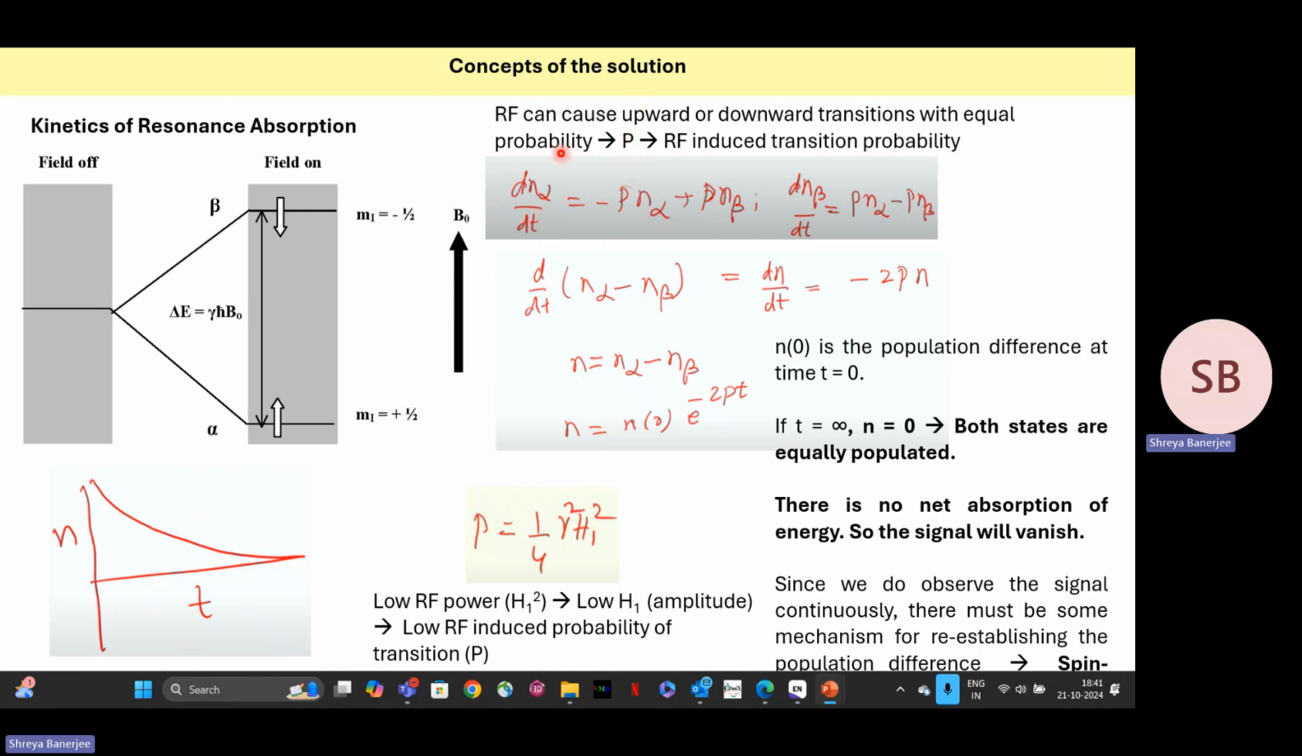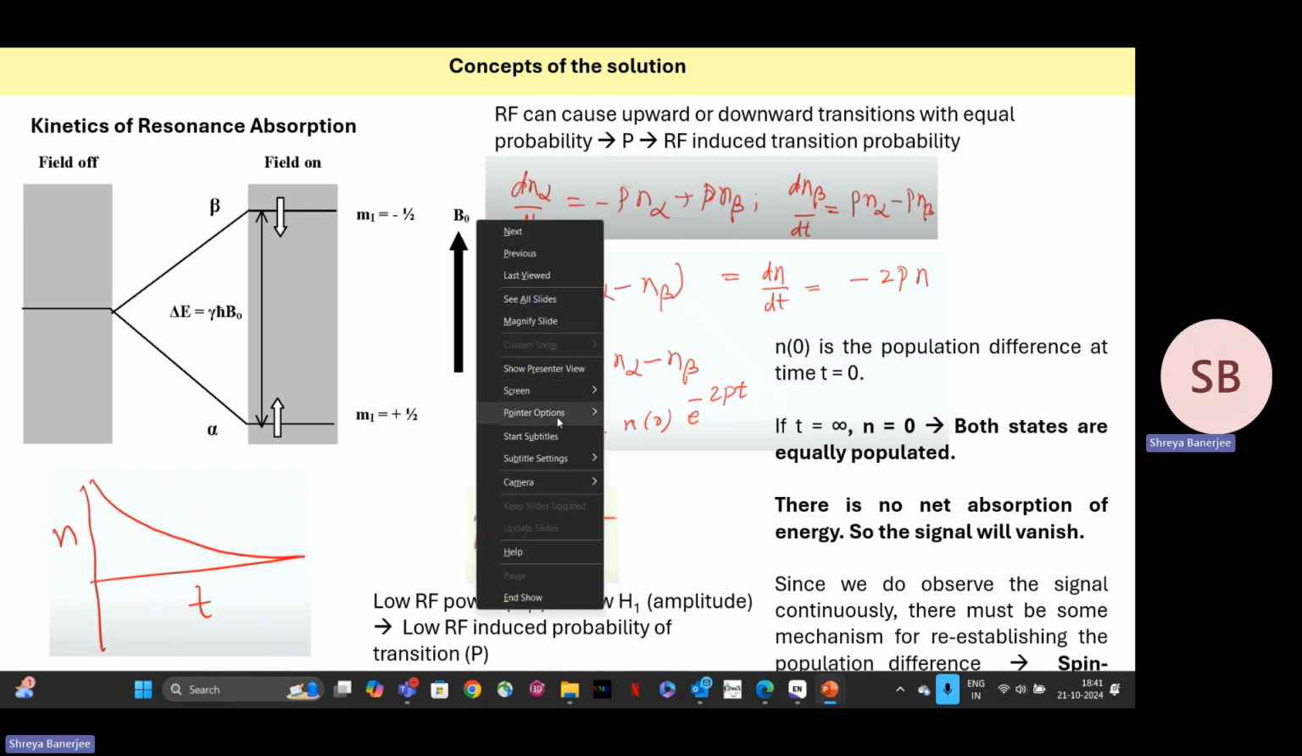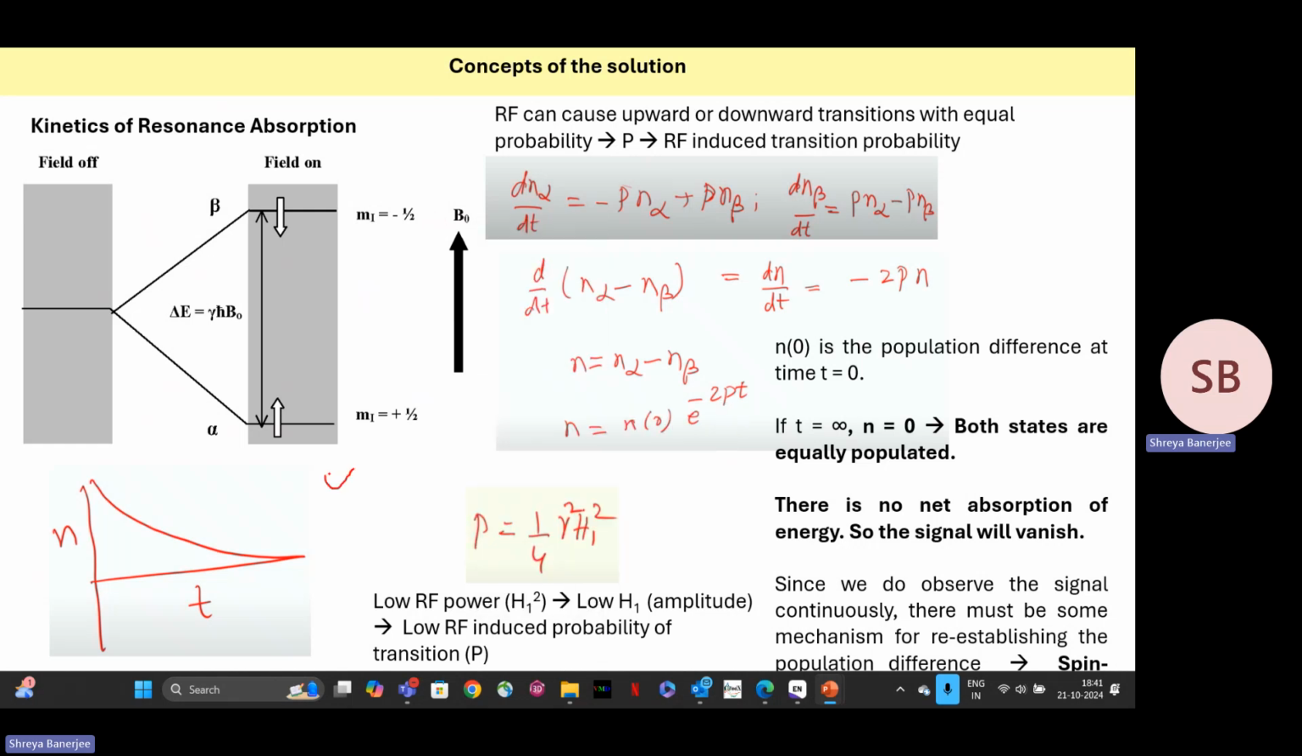Now, if we look at the kinetics, if we imagine it as a first order rate equation, so you have alpha spin going to beta spin and beta spin coming back to alpha spin. So if you imagine this as a first order reversible rate equation, you will get that the population difference n at time t is the population difference at equilibrium n0 into e to the power minus 2pt, where p is this RF induced transition probability and t is the time.